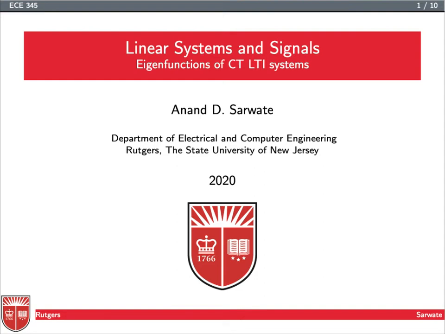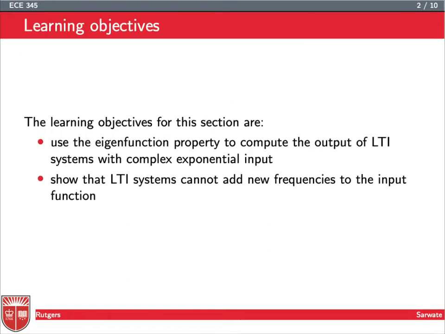So the last thing we want to see about CT LTI systems is the eigenfunction property, which is going to be very analogous to the eigenfunction property we saw for discrete time LTI systems. And that is, you put in a complex exponential and you get back out the same complex exponential but modified by a magnitude and phase shift. So we'd like to use this eigenfunction property to compute the output of LTI systems with complex exponential input, and in particular show that the eigenfunction property implies that LTI systems cannot add new frequencies to the input function, much like in DT. It's the same story, really.